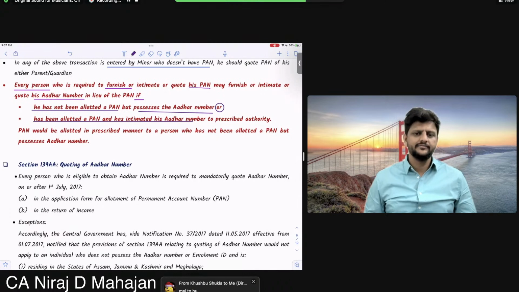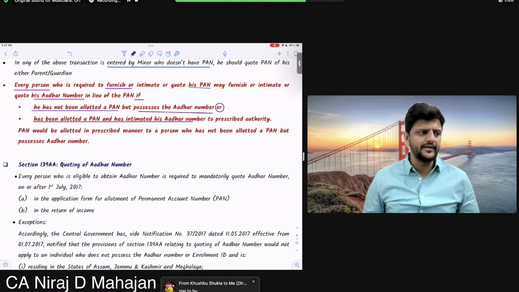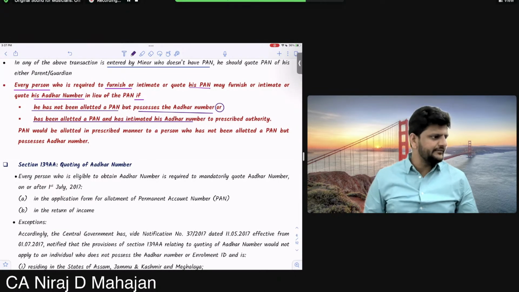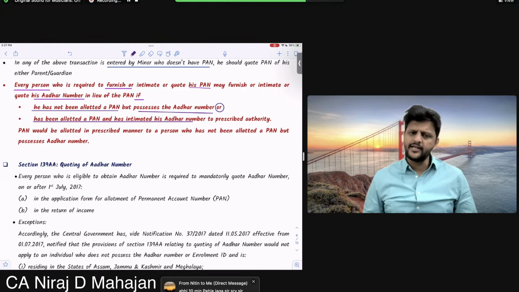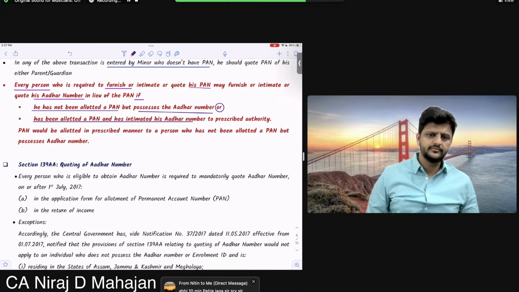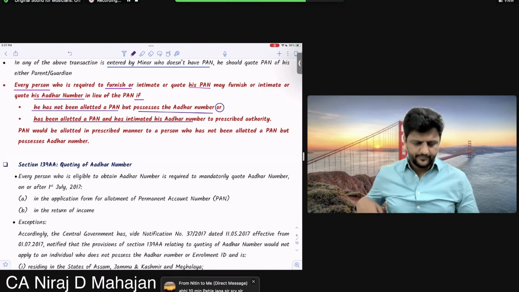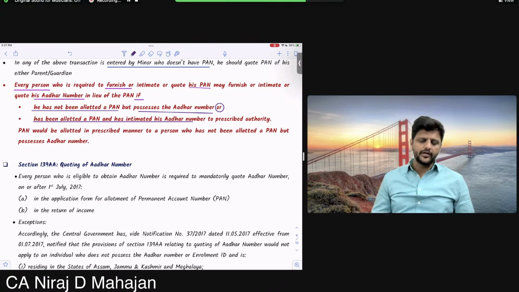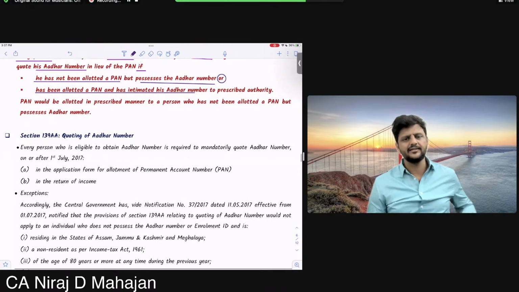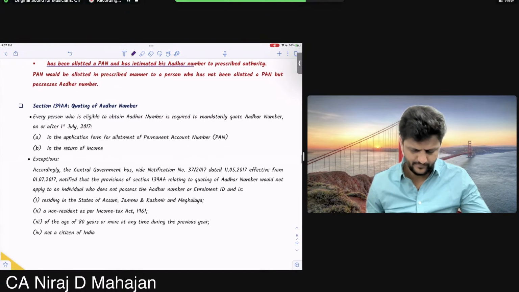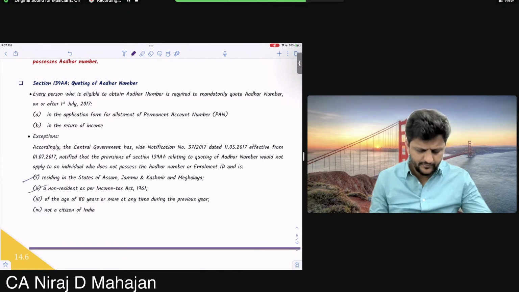So, they are saying you can submit Aadhaar instead of PAN if the person has not yet been allotted a PAN but has Aadhaar. Or secondly, if the person has both PAN and Aadhaar, he can submit Aadhaar, no problem, if he has linked his Aadhaar with his PAN. PAN would be allotted in the prescribed manner to a person who has not been allotted PAN but possesses Aadhaar. PAN will be allotted automatically in such cases. This also we have covered just now. Correct?